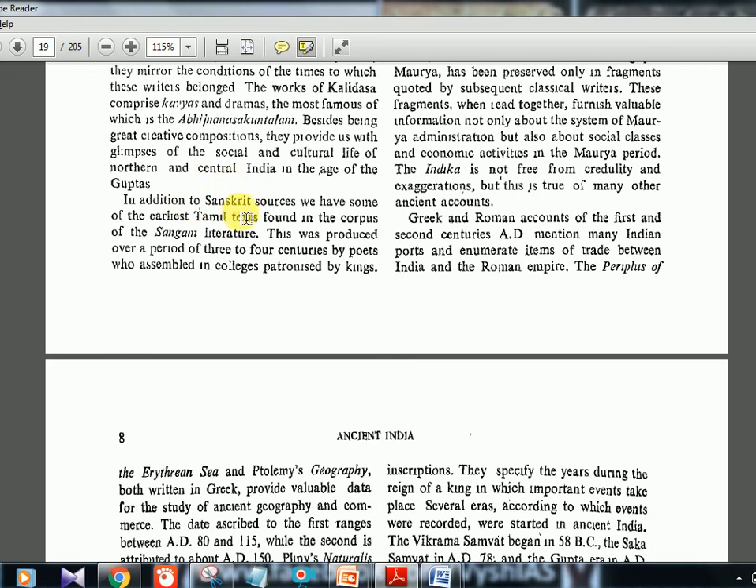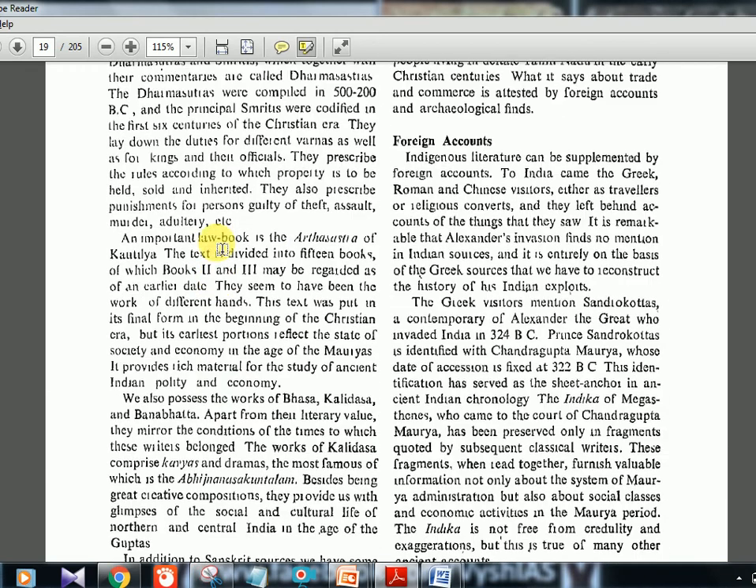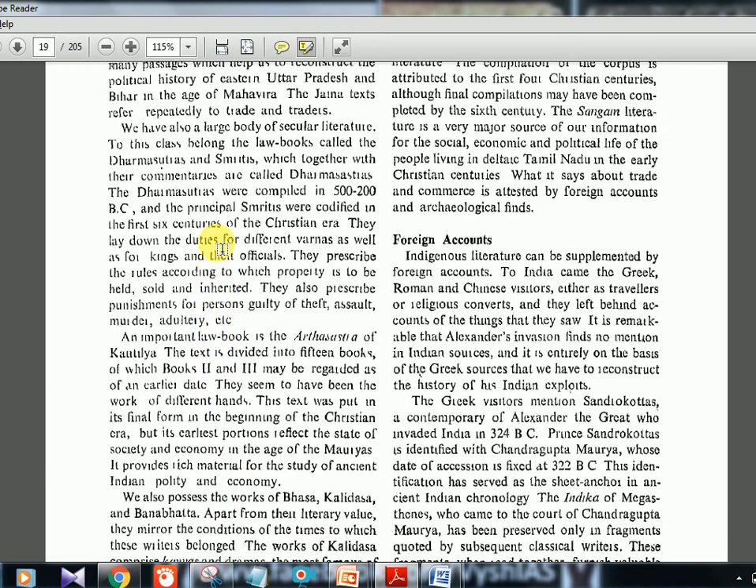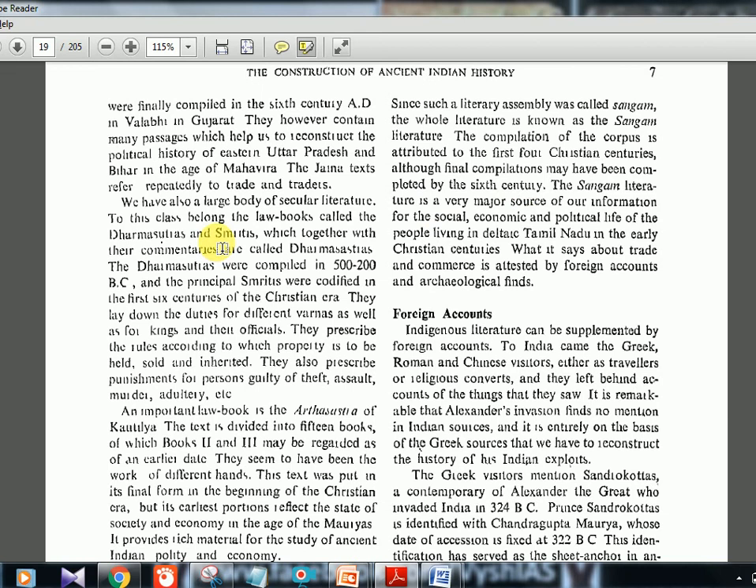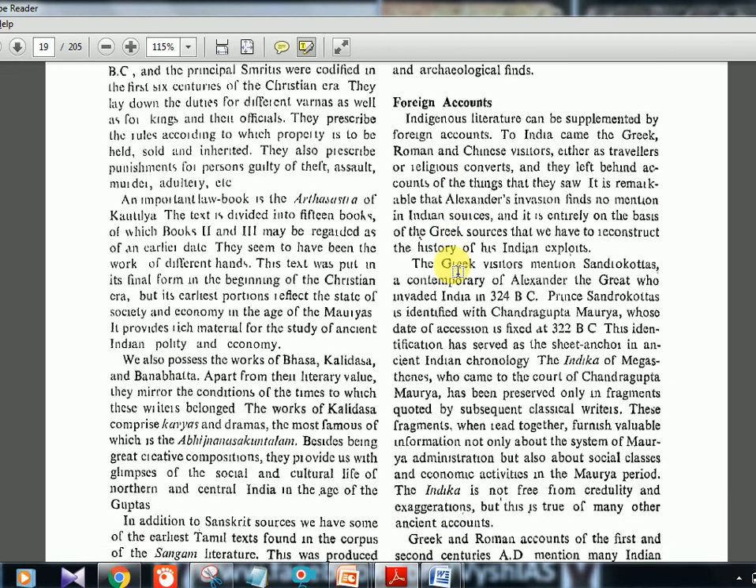So again, cultural life of Guptas, like I told. Then Sangam literature is something important because in South India at that time Tamil culture was improving, and they had this assembly group called Sangam, and that's why the books written by them are called Sangam literature. The social, economic, and political life of the people living in Tamil Nadu is what is there in Sangam literature. You can call the timings maybe 3rd century BC to 3rd century AD.